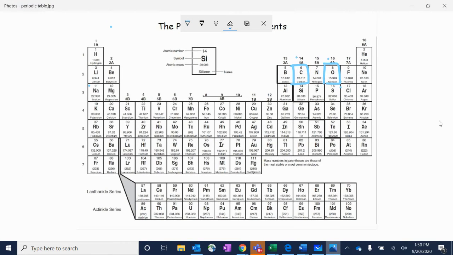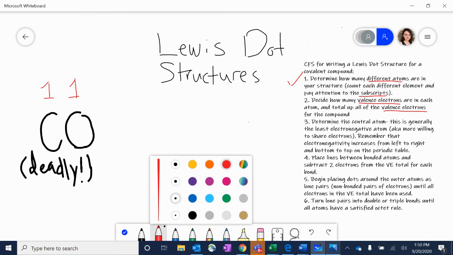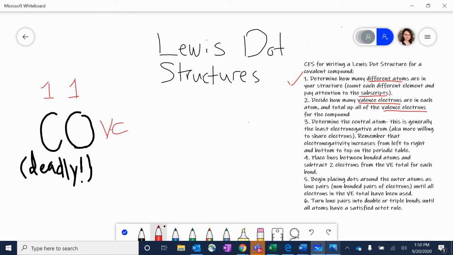Let's go to our periodic table. We should see by now that since we are in column 16 or 6A, oxygen has 6 valence electrons, carbon is in 14 or 4A, so it has 4 valence electrons. So let's put a total up on our workspace here so we can remember. 4 plus 6 gives us a total of 10 valence electrons, 10, that we need to make sure we put in our structure. All right, this step is done.